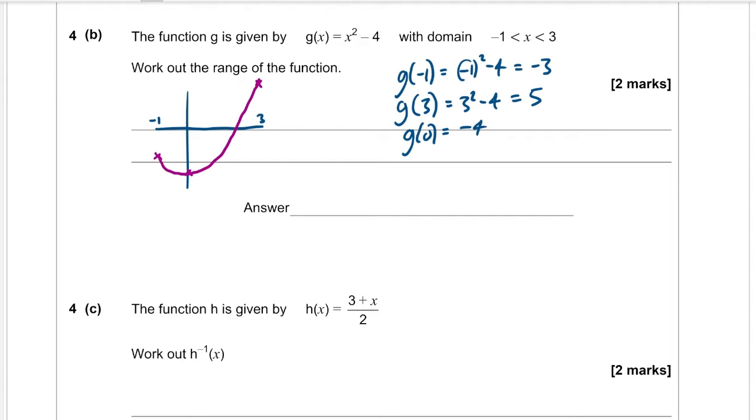And we can see from there that the lowest possible value is this part here, which is at minus 4. And the highest possible value is this point here, which we said was 5. So it's between minus 4 and 5. But remember that it can actually hit this value, so it's equal to as well minus 4. But it can't equal the 5 one, because when I sub in 3, I get 5, but I can't actually sub in exactly 3 because my x value is less than 3.